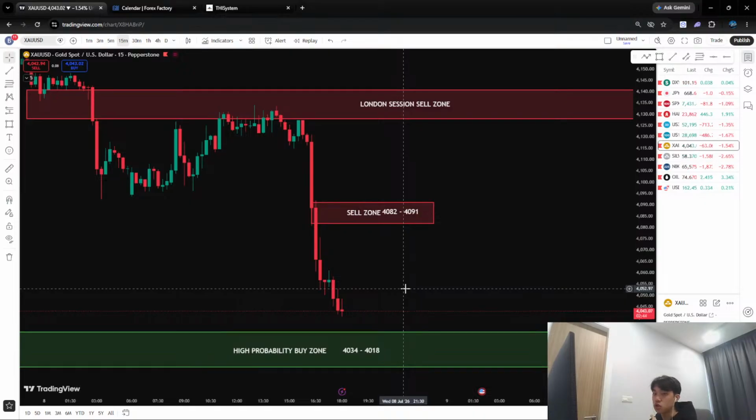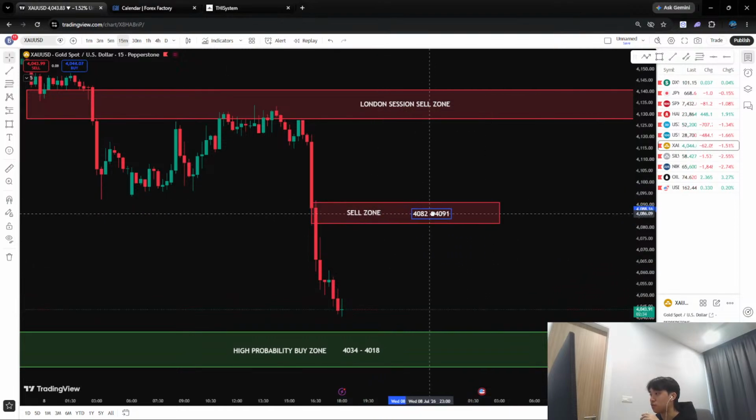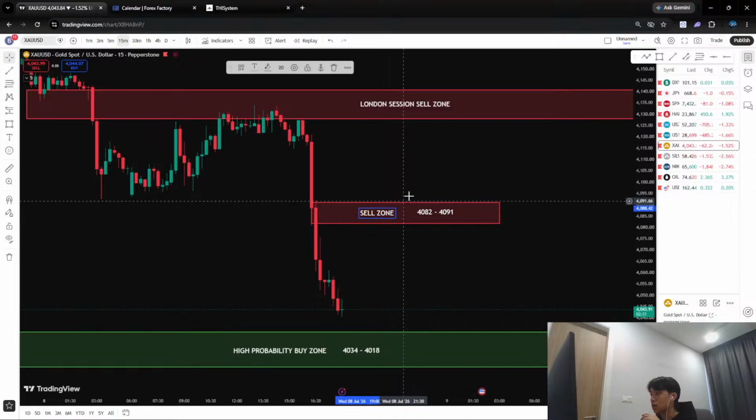There will also be New York session sell zones and buy zones later on tonight, before the New York session opens. So if there's any probability in the trade, we will go for the trade. If not, then we will look at something else.